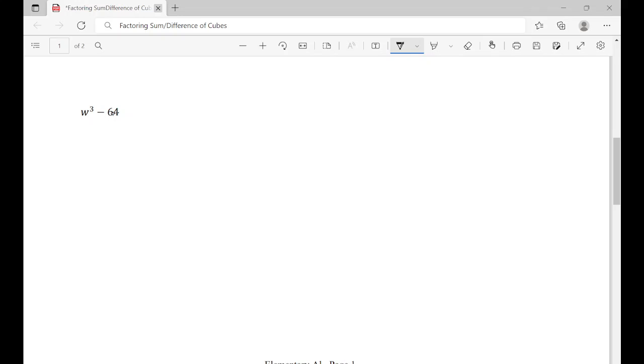Next, w cubed minus 64. I can again rewrite this as w cubed minus 4 cubed, where a is w and b is 4. So I will set up my parentheses, and I will do my signs. SOAP: same as this, opposite of this, and always positive. Now what goes here is my a term, which is w, and what goes here is my b term, which is 4. First one's done.